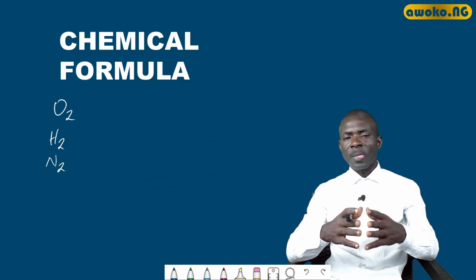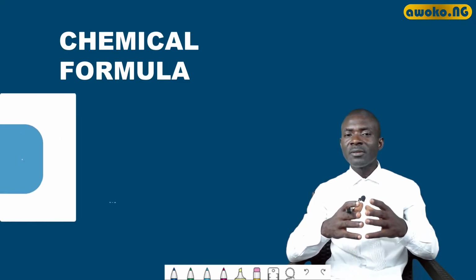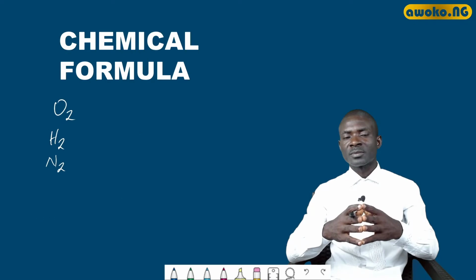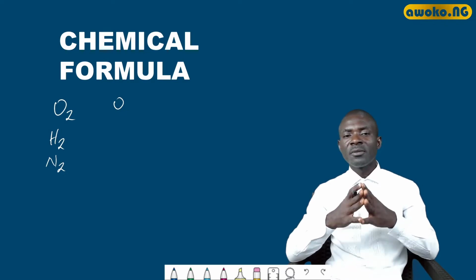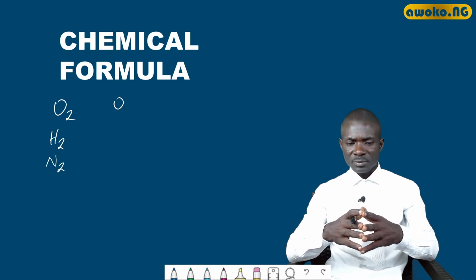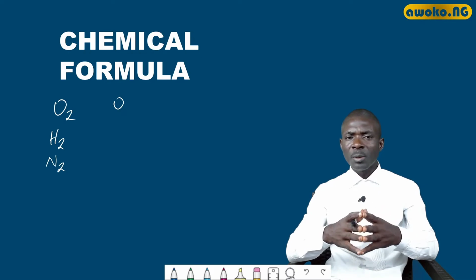The next rule is, having known the valencies and interchanging the valencies, it is important that you write the symbol of the metal first, that is the positive ion first, followed by the non-metal, which is the negative ion. In doing so, there are some elements that have variable oxidation state. So based on that, in writing the formula of those elements combined with another element, the oxidation state of the element must be indicated. So let us take a look at the formula of some common compounds.